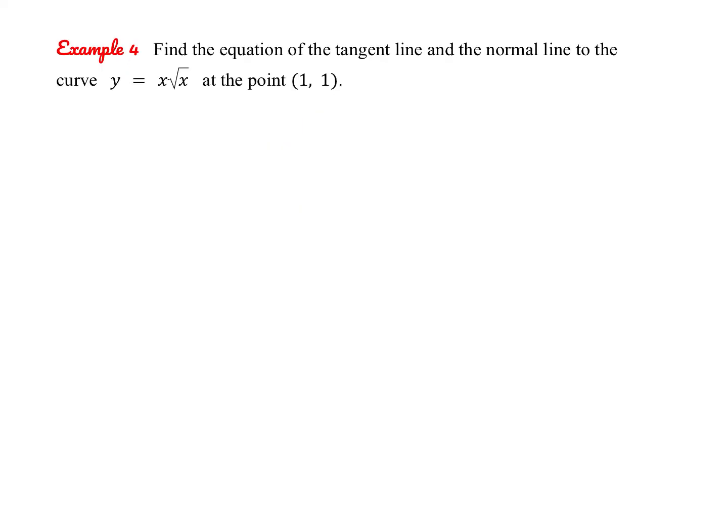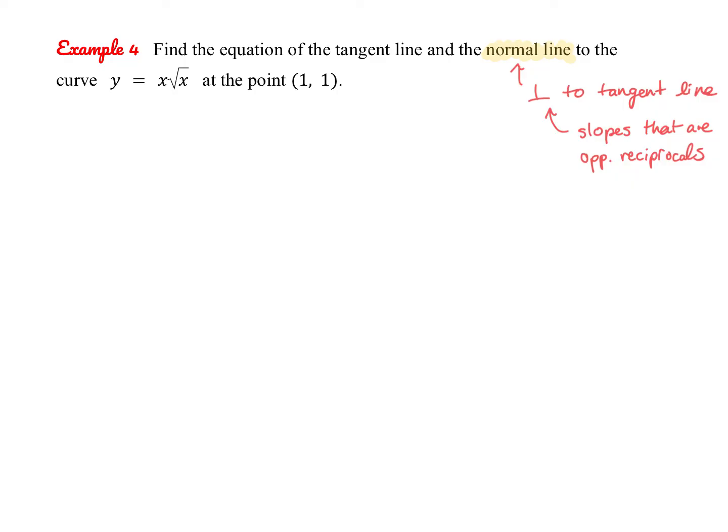All right, let's try another one together. Here we're going to find the equation of the tangent line and the normal line to the curve y equals x root x at the point 1, 1. So we know what a tangent line is, but just a quick recap of what a normal line is. A normal line is a line that is perpendicular to the tangent line at any given point. So it's perpendicular to the tangent line. And hopefully remember that perpendicular lines have slopes that are opposite reciprocals. So we'll need to remember that to help us make the equation of the line.